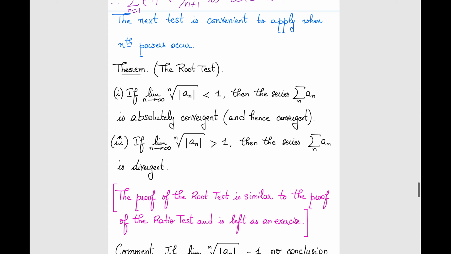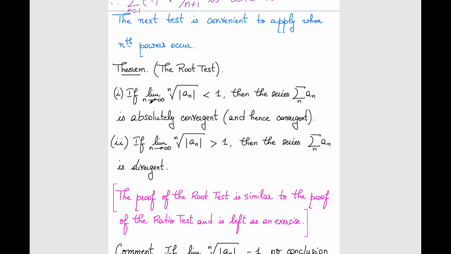Let's read the theorem. By the way, the proof of this theorem, I'm going to leave it as an exercise. It's mentioned here because it's very similar to the ratio test. So let's read the root test.